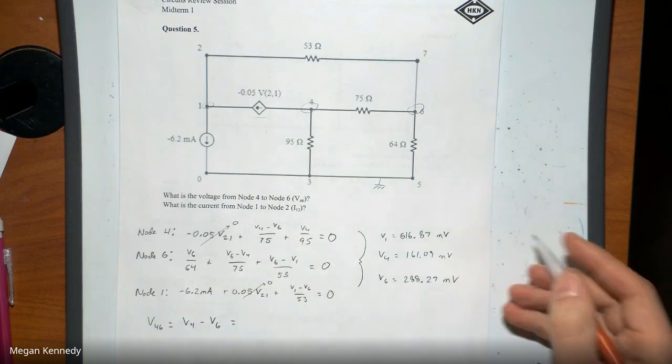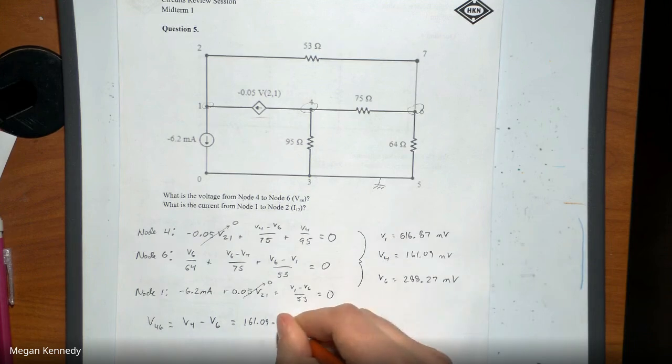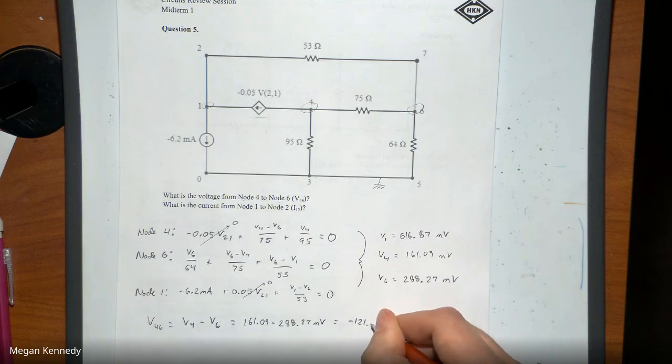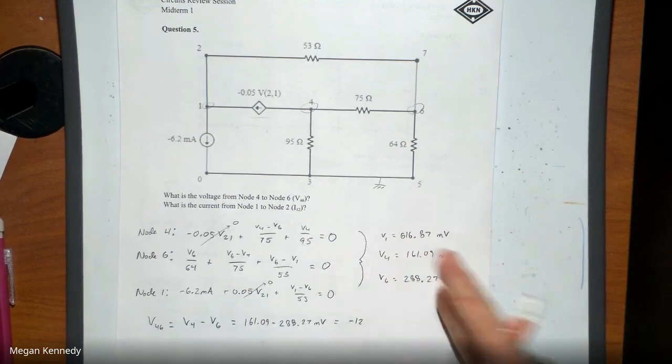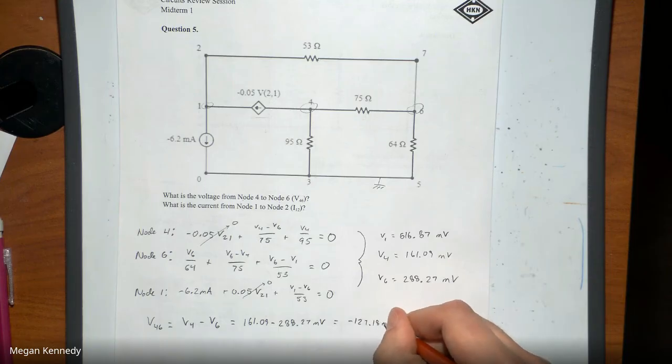So when we actually compute that, that'll be 161.09 minus 288.27 millivolts. And that is equal to negative 127, excuse me, 0.18 millivolts.